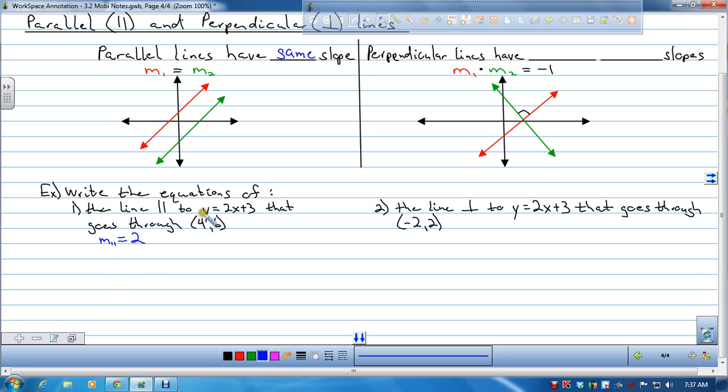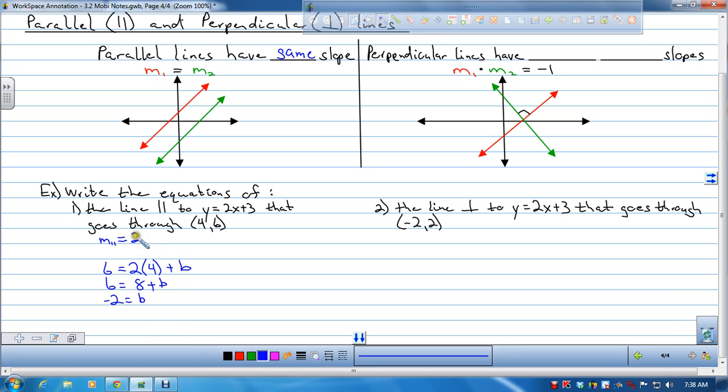Well, I know it goes through this point. I know it has a slope of 2, so I need to go find the y-intercept. And as we've done in the last 2 examples, we plug in. Here's my y value, so 6 equals, here's my m, here's my x, so times 4, and then I'm looking for b, right? So 6 equals 8 plus b, subtract, and negative 2 would equal b.